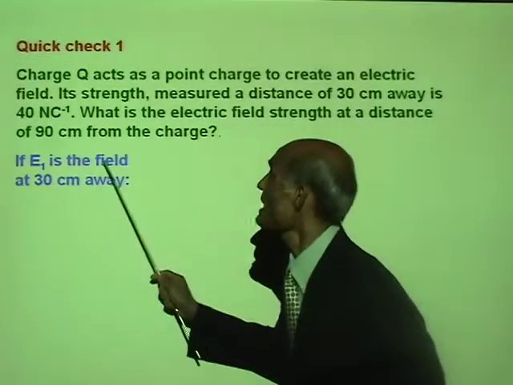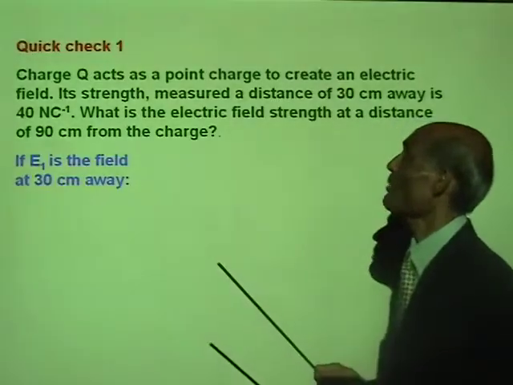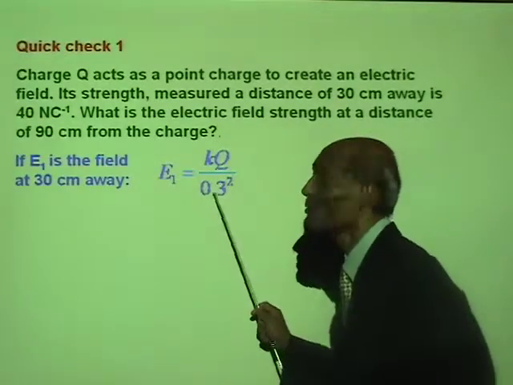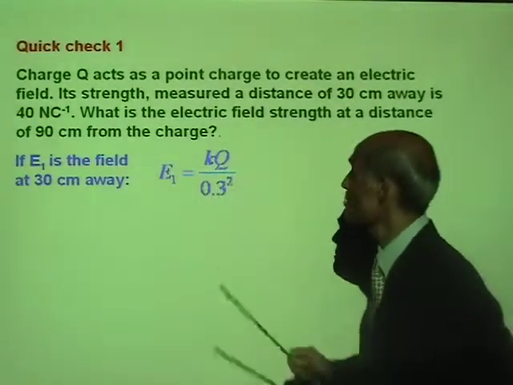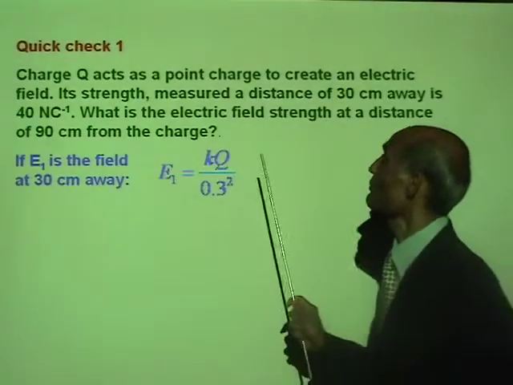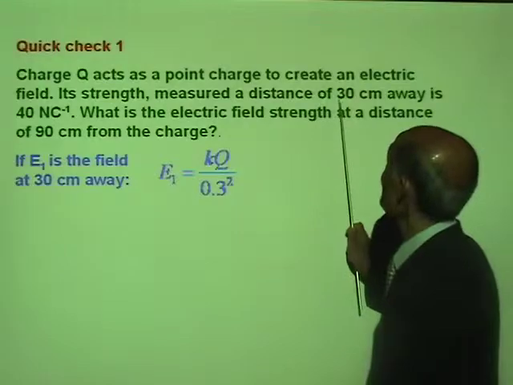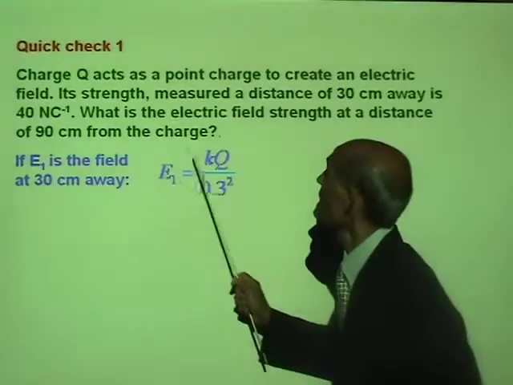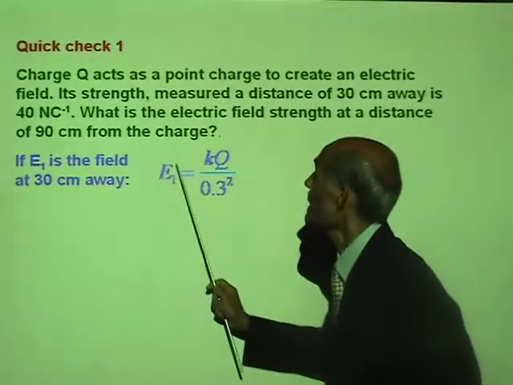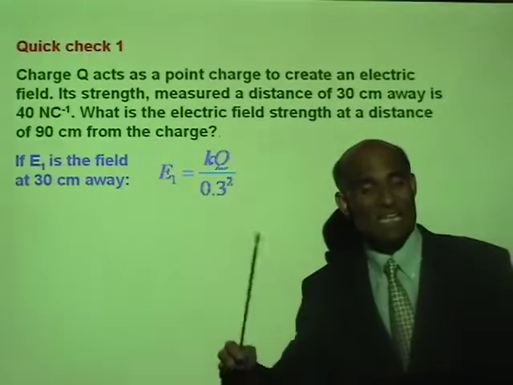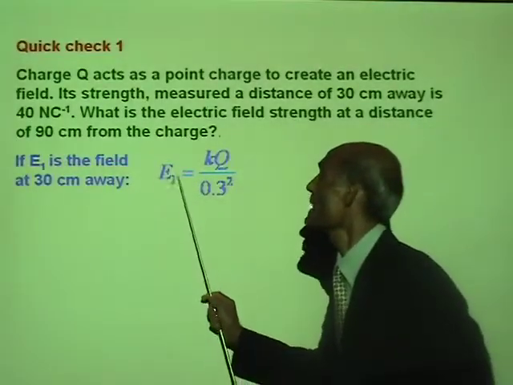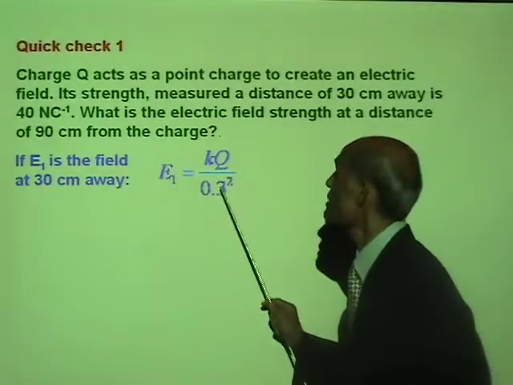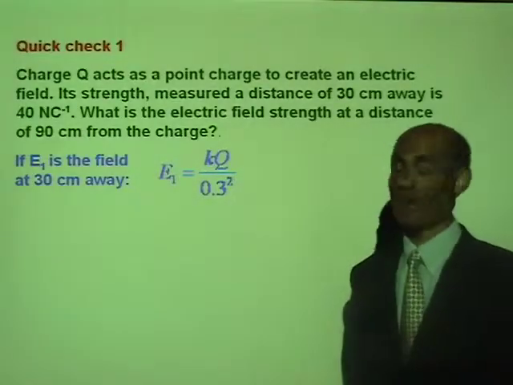Alright, if E1 is the field at 30 centimeters away, then E1 equals KQ over R squared. 30 centimeters is 0.3, is that right? Yes. So, we are told that the electric field at a distance 30 centimeters from the charge is 40 Newton per coulomb, and that is our E1. Let's leave it as E1. Later on, we will replace E1 by 40 Newton per coulomb. So E1 equals KQ over 0.3 squared.